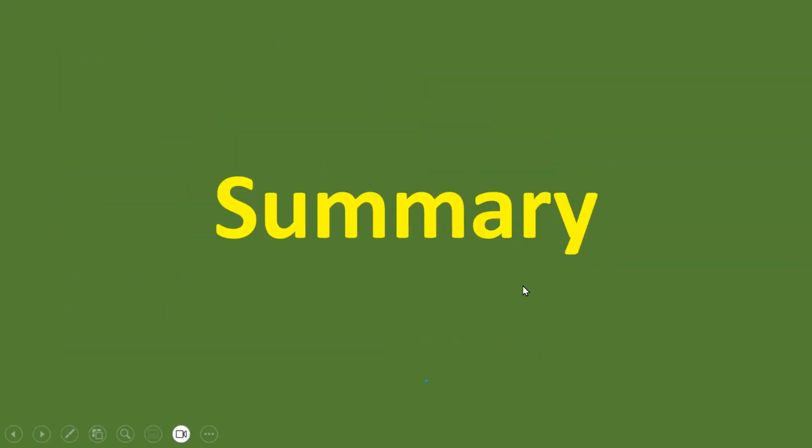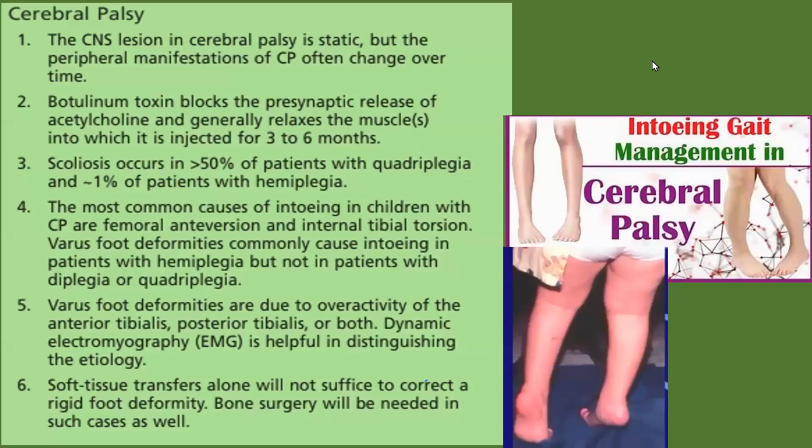In summary, and this is the most important part of these lectures, what I'm trying to say is that in cerebral palsy, the central nervous system lesion in cerebral palsy is static, but the peripheral manifestations of cerebral palsy often change over time.